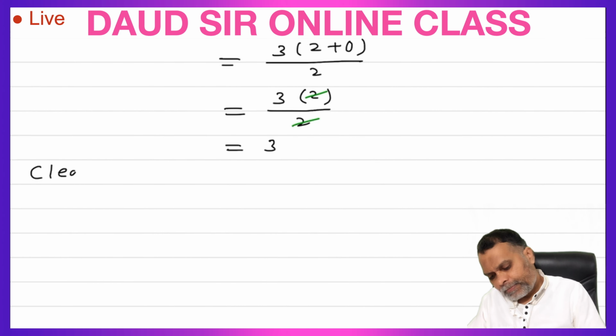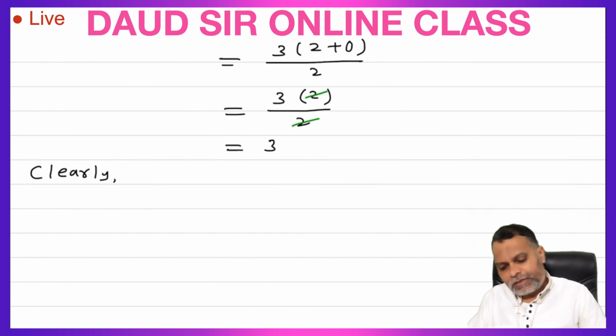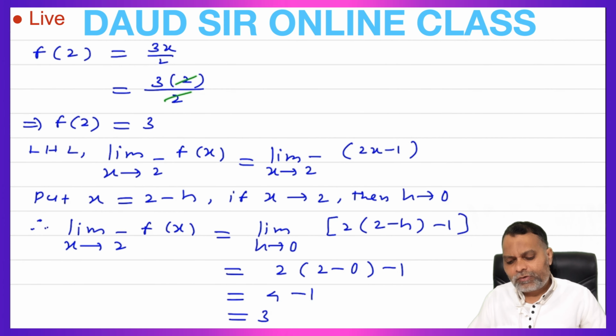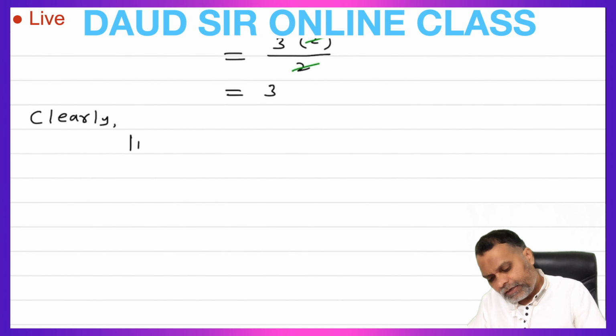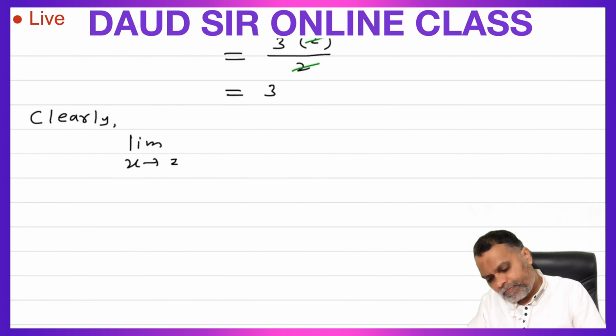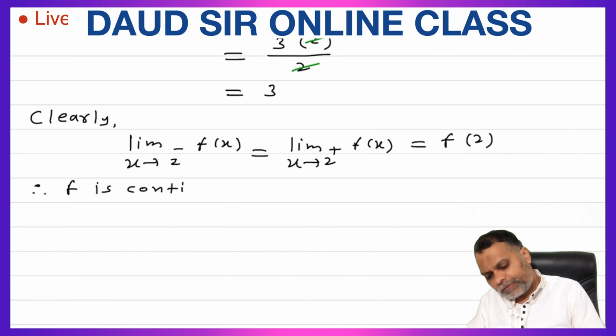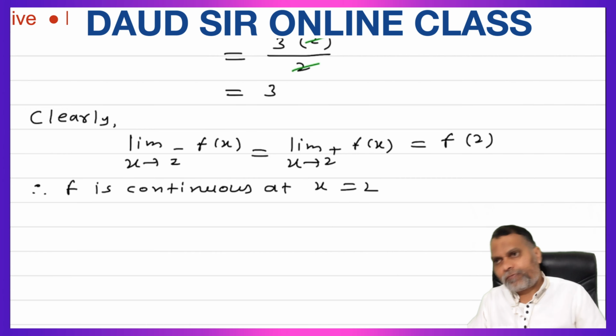Clearly, the right hand limit is 3, the left hand limit is 3, and the value of the function at x is equal to 2 is 3. Clearly, the left hand limit is equal to the right hand limit is equal to f of 2. Therefore, f is continuous at x is equal to 2.